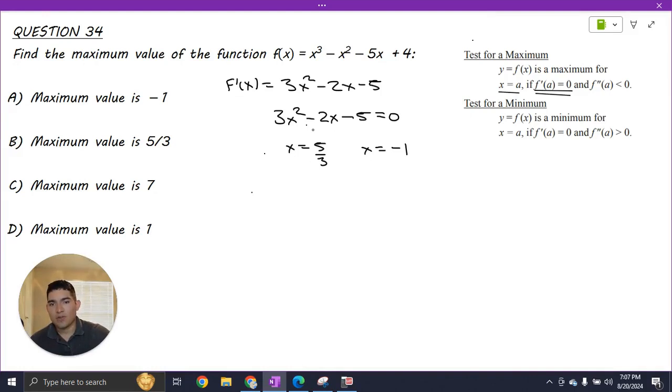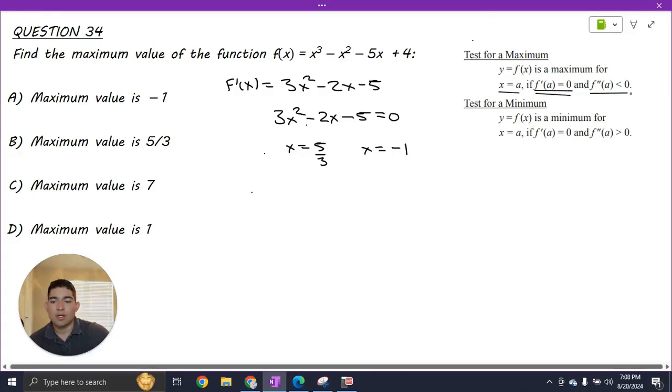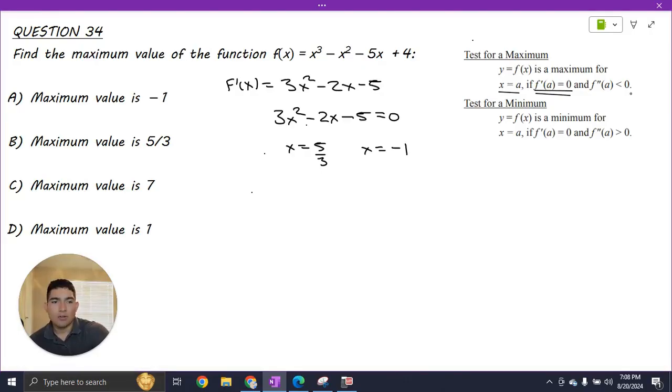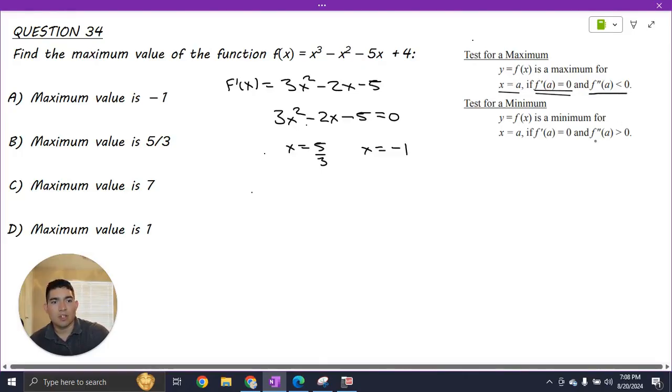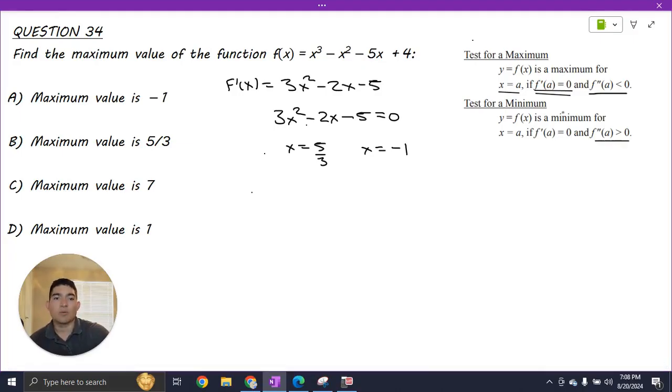So now we have the roots of our derivative, and that's going to tell us what values x equals a will satisfy f prime of a equals 0. So now that we have those two values, let's find out which one's going to give us f double prime of a less than 0 and which one will give us f double prime of a greater than 0, so that we can know which one is our maximum and which one is our minimum.